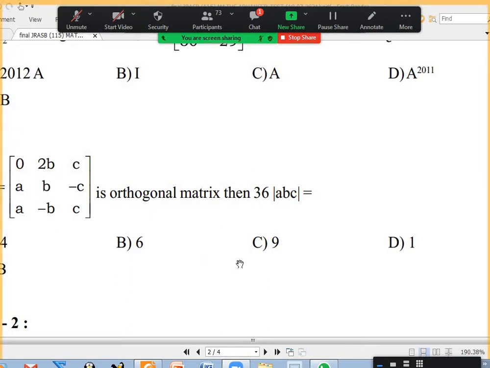What is the value of 100a square plus 5b square minus 9c square or something? Then only that will not help you. You have to do the whole thing. Is it okay? 28.